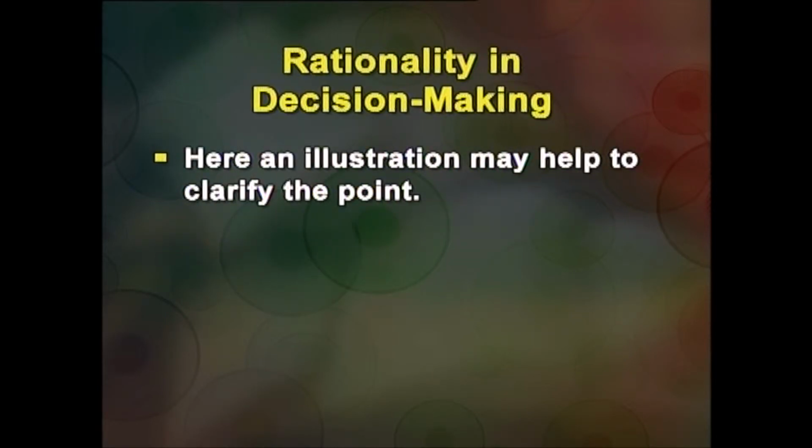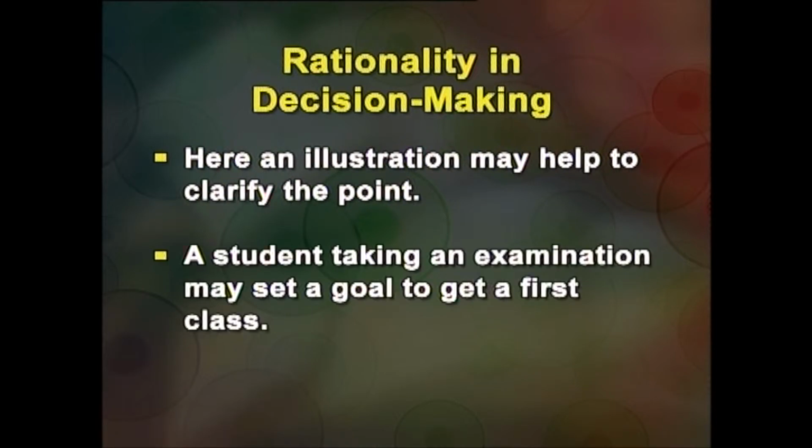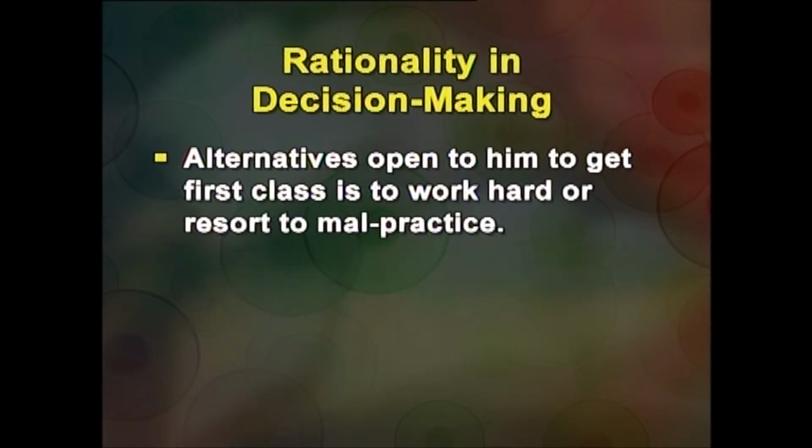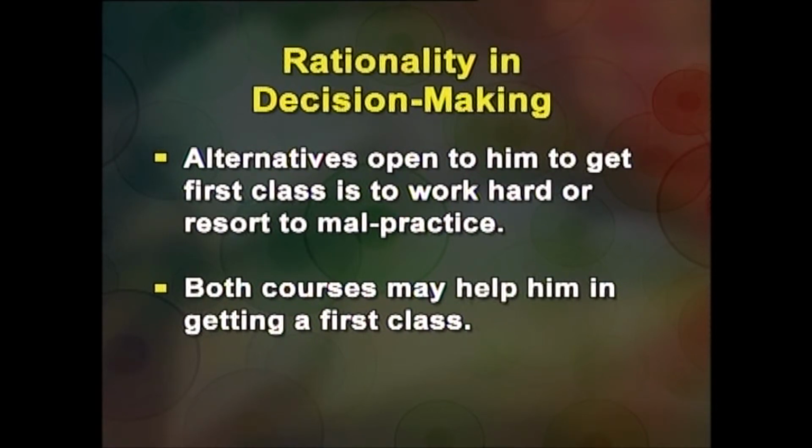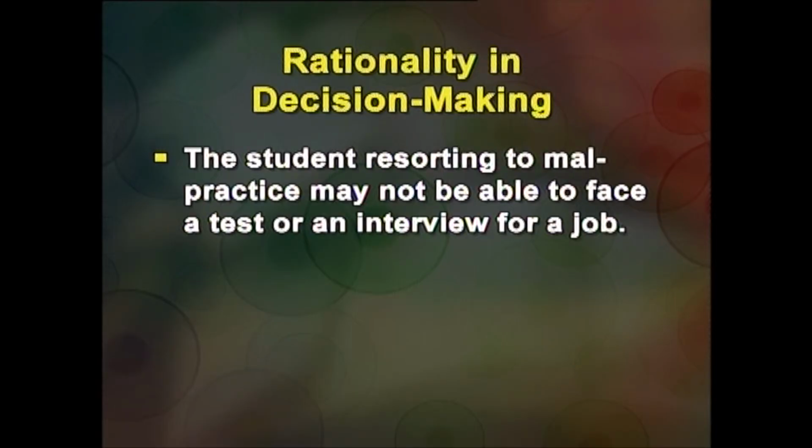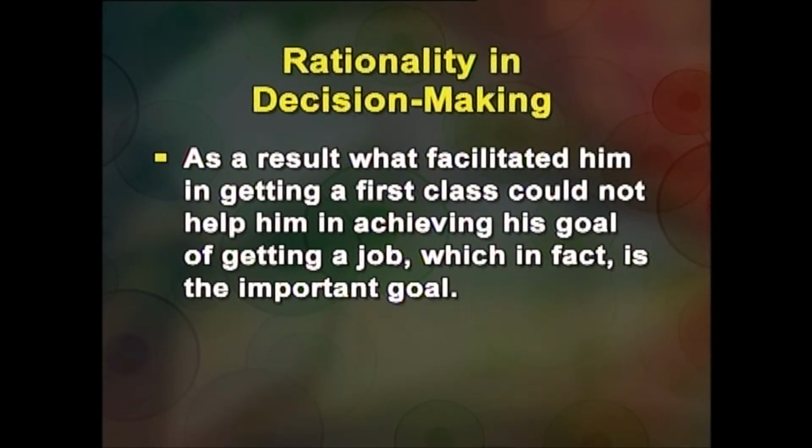But is a perfect choice possible at all times or not? A student taking an examination may set a goal of getting a first class. Alternatives are open to him to get a first class: to work hard, or to resort to malpractice. Both courses may help him get a first class. If you study well, you will get it. If you participate in malpractice also, you will get a first class. But the student resorting to malpractice may not be able to face a test or an interview for a job. As a result, what facilitated him getting a first class could not help him achieve the goal of getting a job. So whenever you talk of the choice in decision making, what are the rationalities?